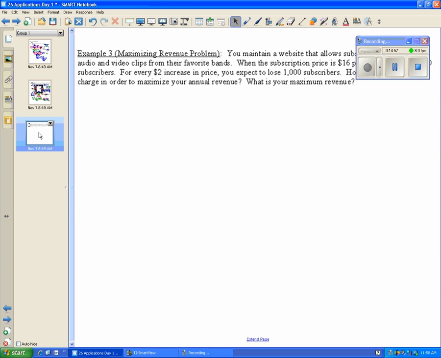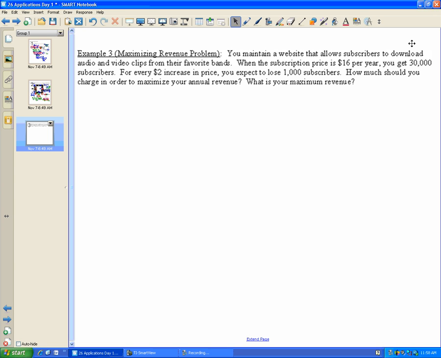This is example 3, maximizing revenue. Here I'm not looking for intersection points, I'm looking for the maximum, the most, the highest. And most probably we're going to be looking for the vertex. At the same time, we might be looking for a minimum value. Maximizing and minimizing means to find the vertex, and the way to find that is similar using the calculator. So let's look through this and see what this tells me.